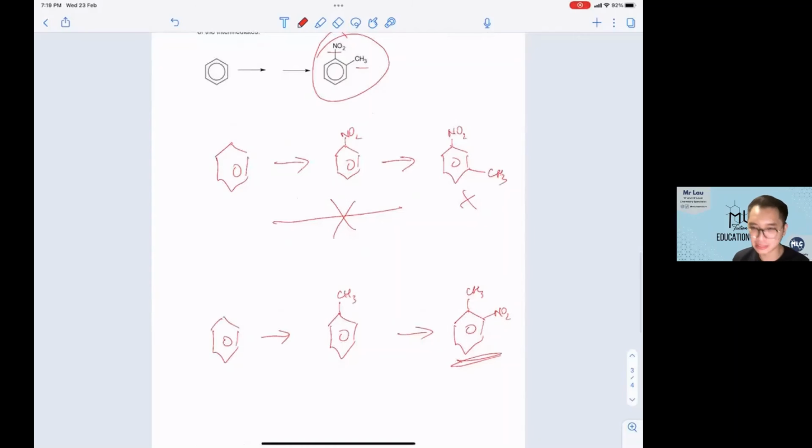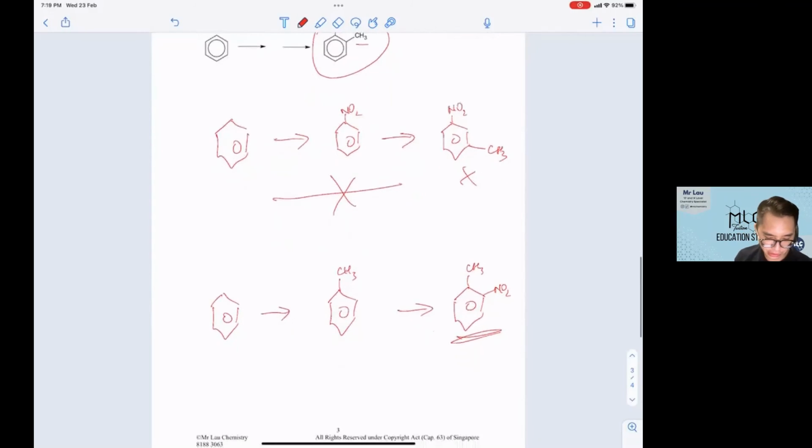Okay, so once you have identified the correct pathway, you just fill in your reagents and conditions. So this is CH3Cl, anhydrous AlCl3, heat. This will be conc. HNO3, conc. H2SO4, 30 degrees. Okay, a lower temperature is used because CH3 is ring activating. It makes the ring more reactive. So therefore, you do not need such a high temperature to put in your NO2 group now.